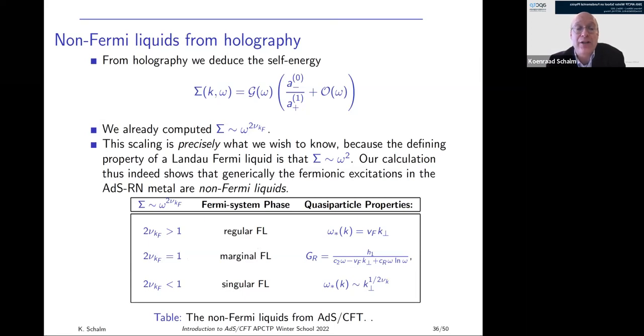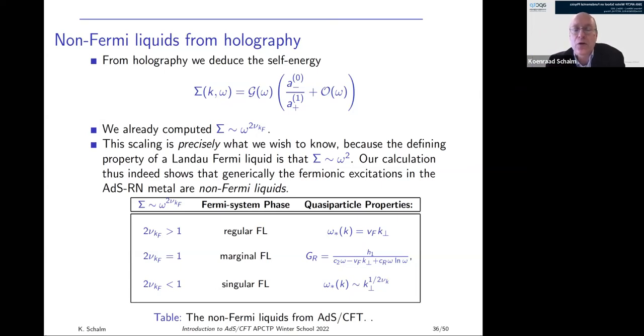And you can even go more exotic. If 2 nu k_F is less than 1, you really have a singular Fermi liquid, which doesn't even have a linear dispersion relation in the system. It has a nonlinear dispersion relation. And in fact, arguably, these are not related to quasi-particles at all, because there is a peak in the response function, but it is so broad that it decays very rapidly.